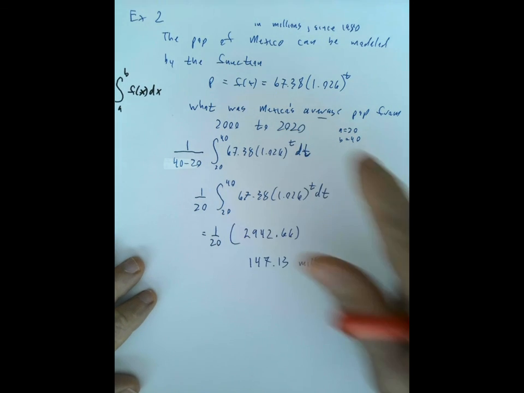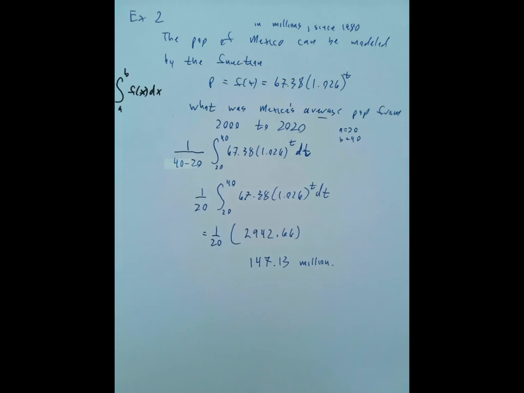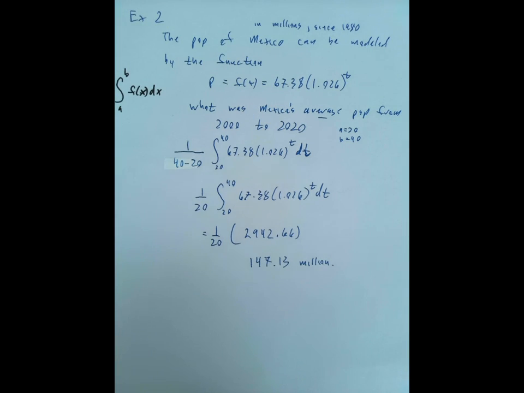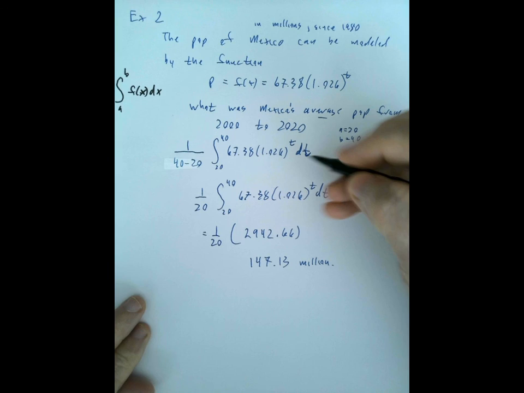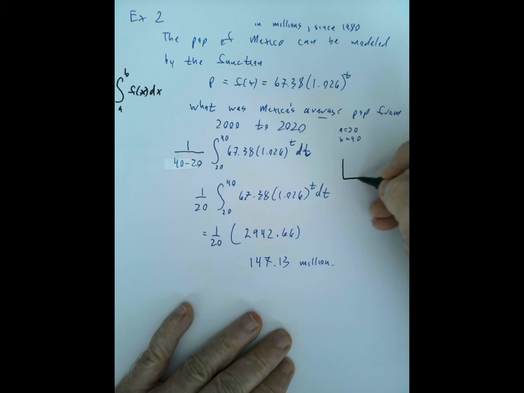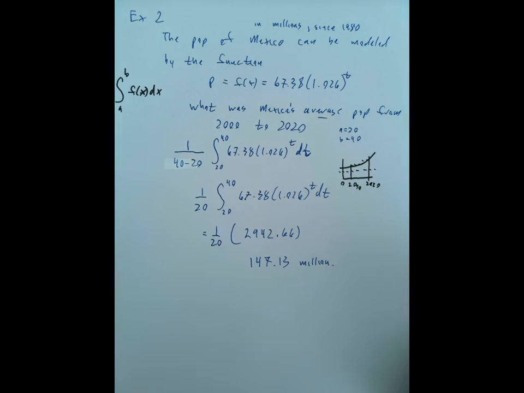So that means we're going to make a little sketch graph here. Can you see that? Yes, you can. Here's the population. That's 1980. That's 2000. That's 2020, right? Each of these represents the population level, and we want to know what the average population is.